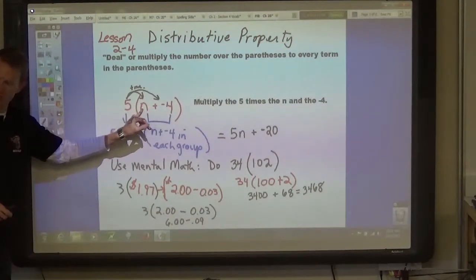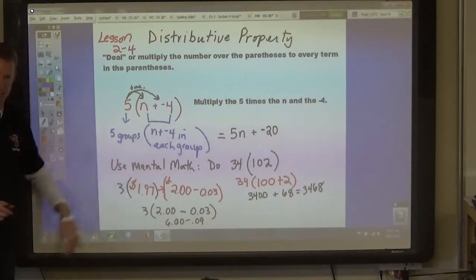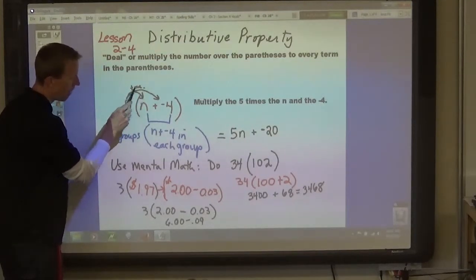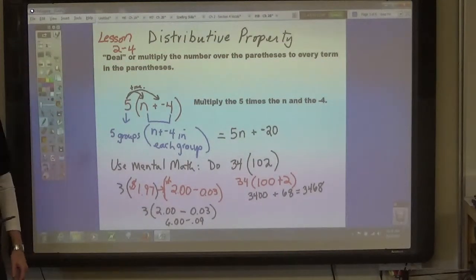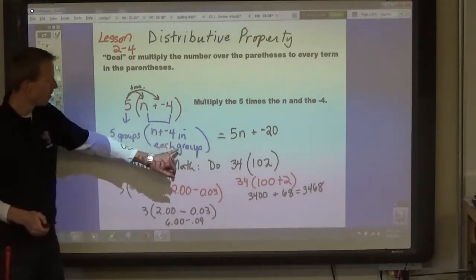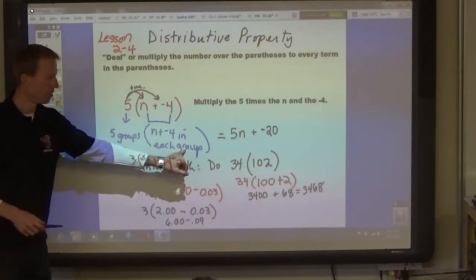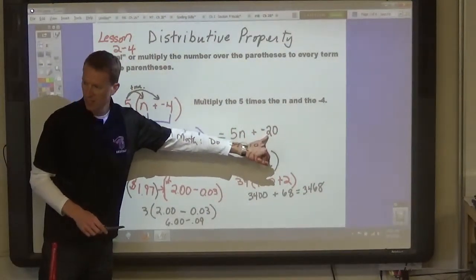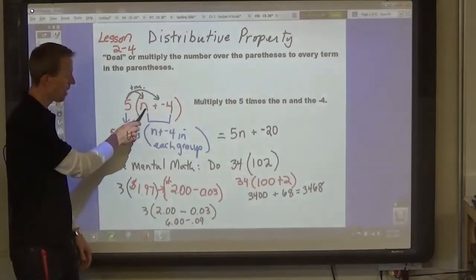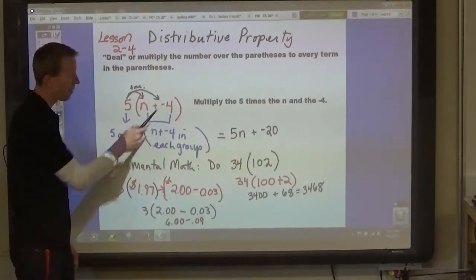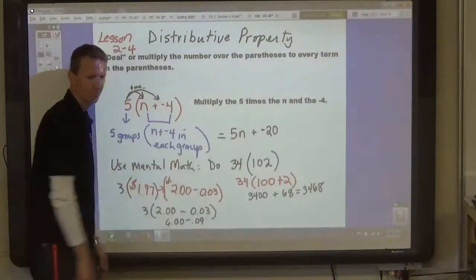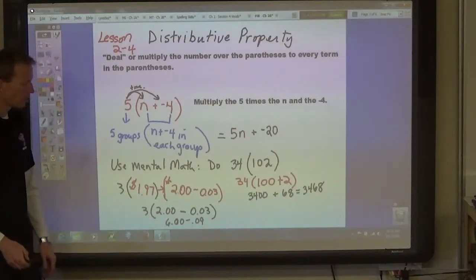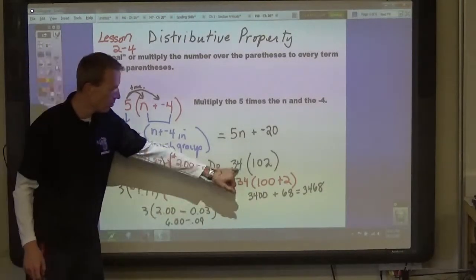We're talking about this pattern here. 5 times an expression inside parentheses. And what we have to do to simplify it is we have to multiply the 5 by every term inside the parentheses. So this becomes 5 groups of these, or 5 n's and -20. 5 times n is 5n, and 5 times -4 is -20. Okay.